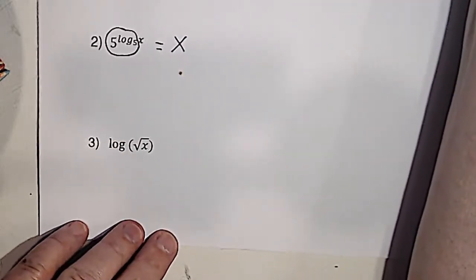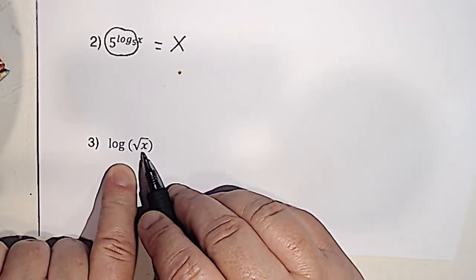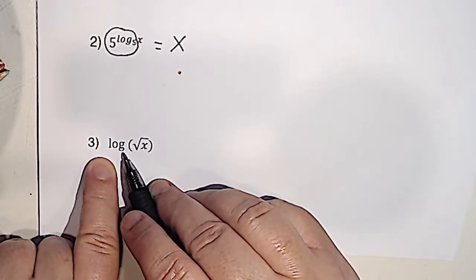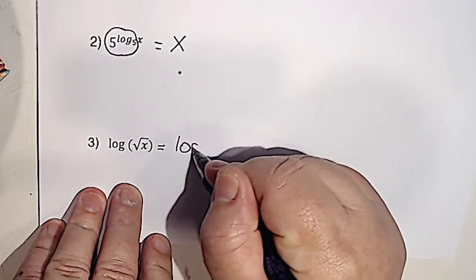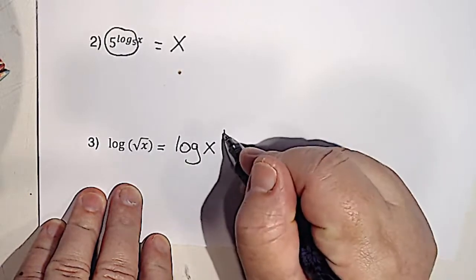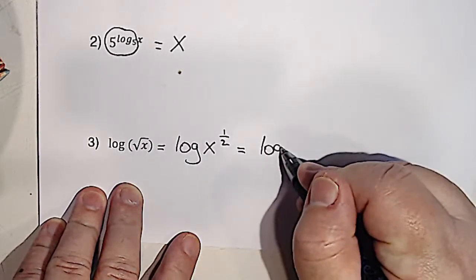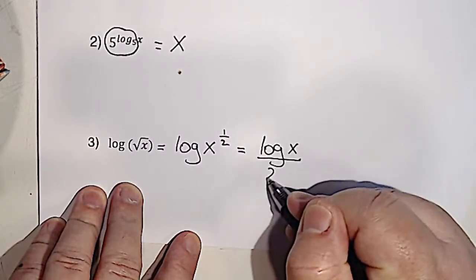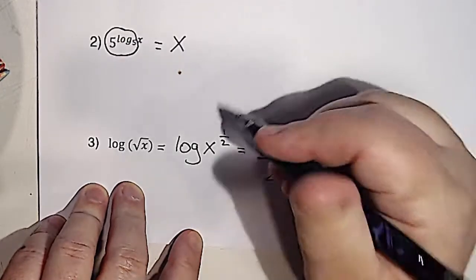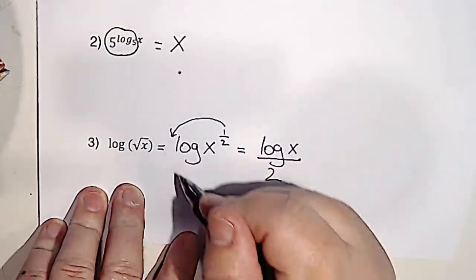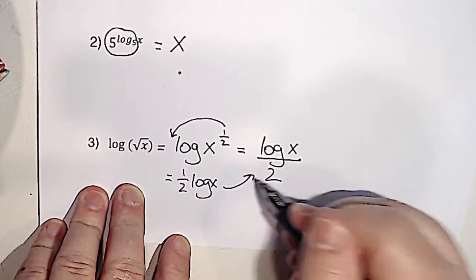What about log base 10, so common log, of the radical of x? Well, let me remind you, this is log of x to the 1/2. Another way to write that is log of x over 2. How did that happen? Well, the 1/2 comes down. So we get 1/2 log of x. So it looks like that.